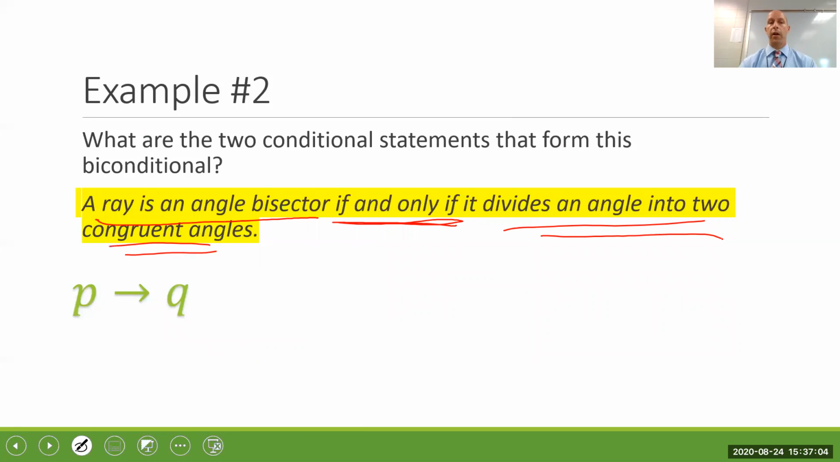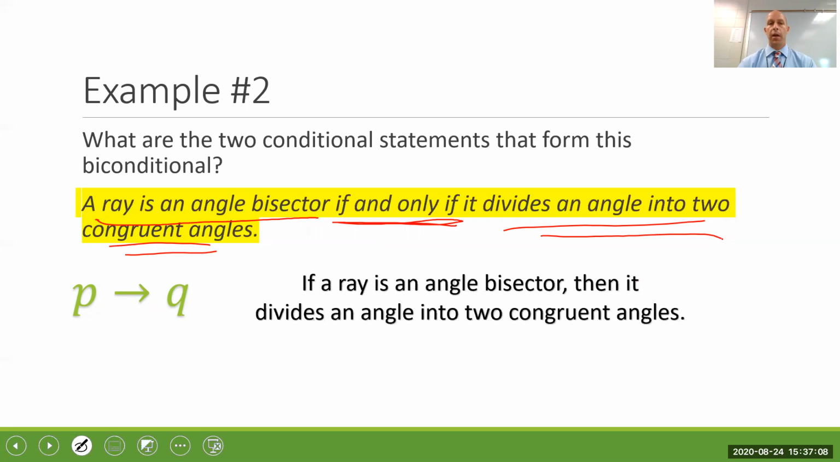Let's write our conditional statement, P arrow Q, P implies Q, and that would be: if a ray is an angle bisector, that's the first part, our hypothesis, then it divides an angle into two congruent angles. That's our conclusion. So this is the conditional.